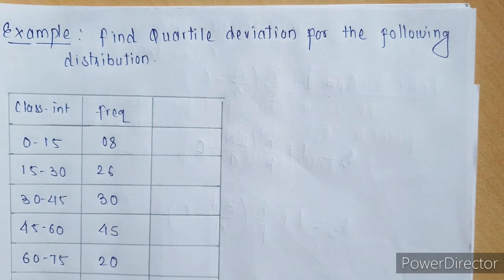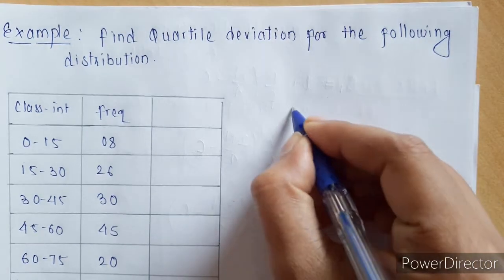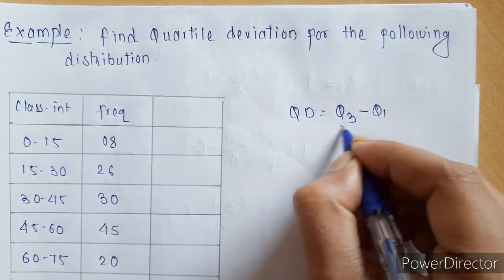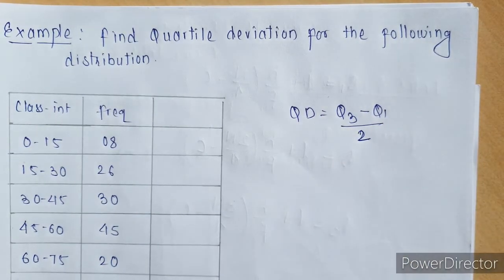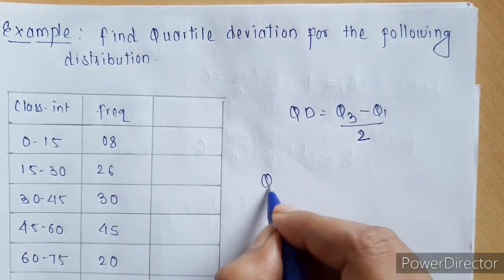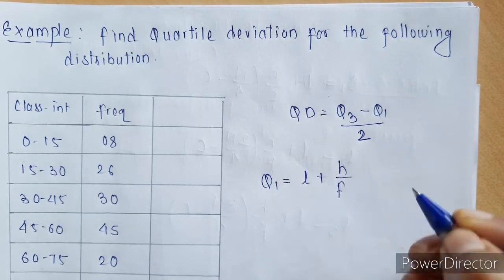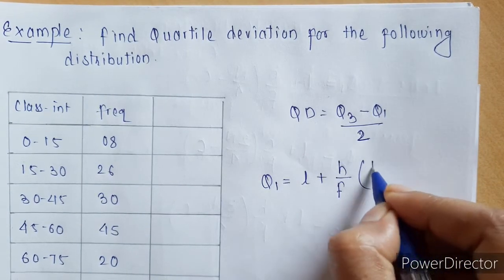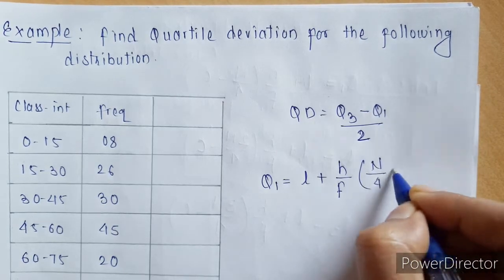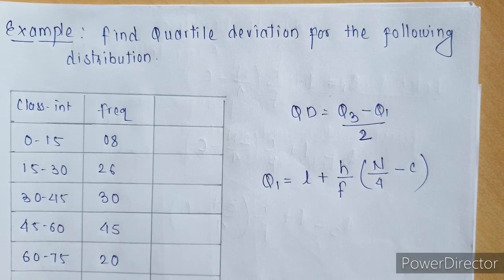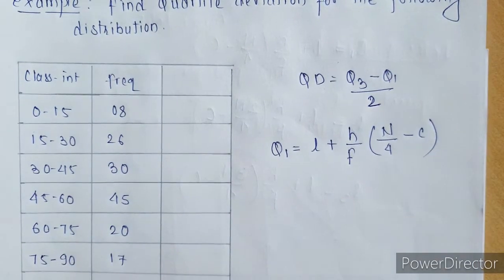So as we are done with quartile deviation, we will discuss one problem on quartile deviation. Quartile deviation is nothing but Q3 minus Q1 divided by 2. It is also called semi-interquartile range. So let's first find Q1. Q1 is L, lower limit, plus H upon F, height upon frequency, into n by 4 minus cumulative frequency of the preceding class.